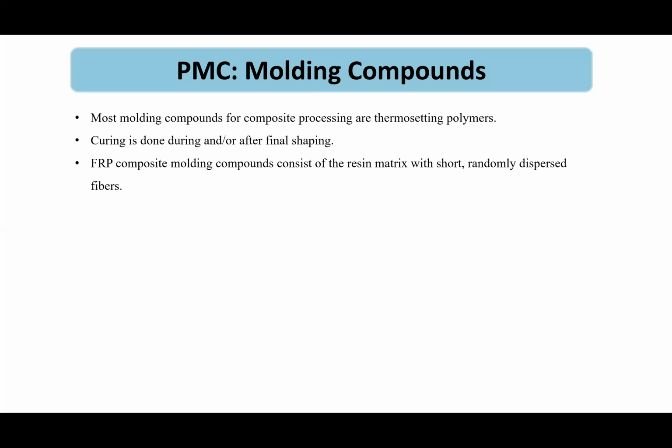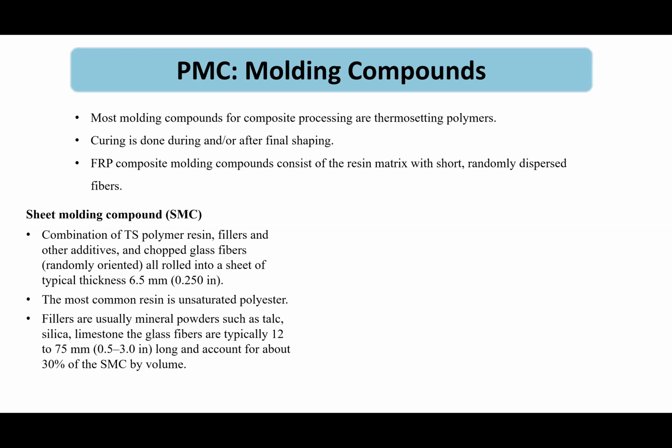And fiber-reinforced composite molding compounds consist of a resin matrix with short randomly dispersed fibers. That means in this case, we're going to use resins like thermosetting resins, for example, epoxy, and with short fibers, like if you cut the jute fibers into pieces and then use them as reinforcement, then that will be called short fibers used for molding compounds.